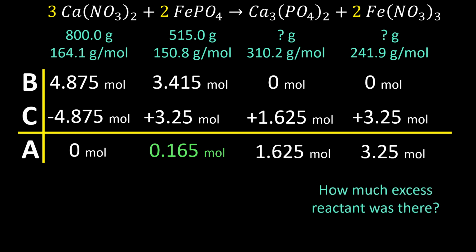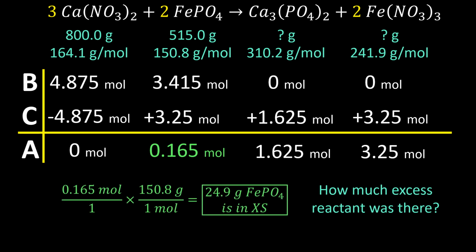So another question that we need to answer is how much excess reactant was there? So we look at the number I've now highlighted in green. It says that we have 0.165 moles of iron 3 phosphate left over after the reaction is over with. So what we need to do is just convert that into grams, and we do that by multiplying by its molar mass to find that we have 24.9 grams of iron 3 phosphate left over or in excess after the reaction is over with.